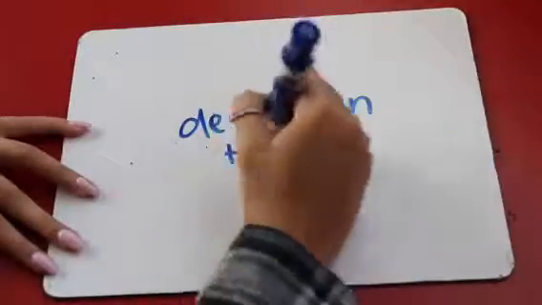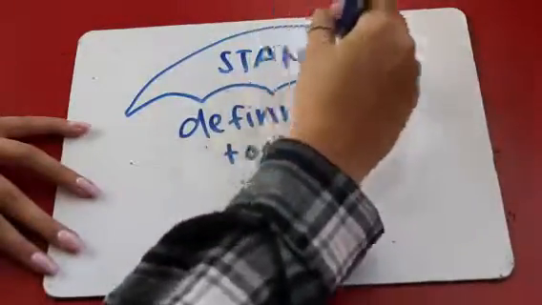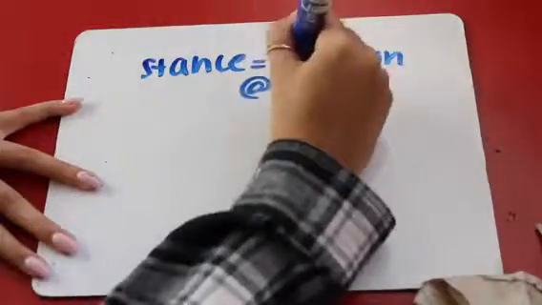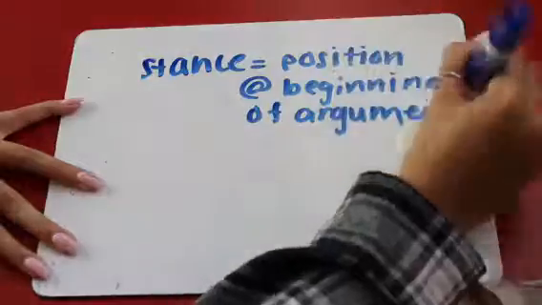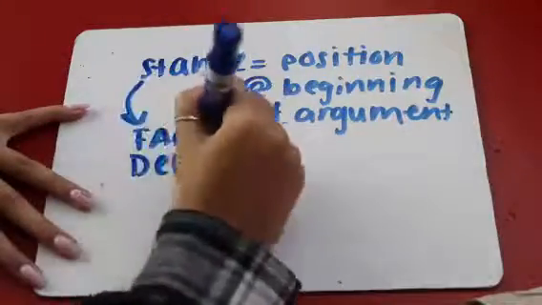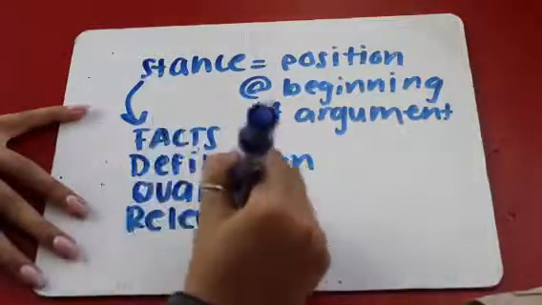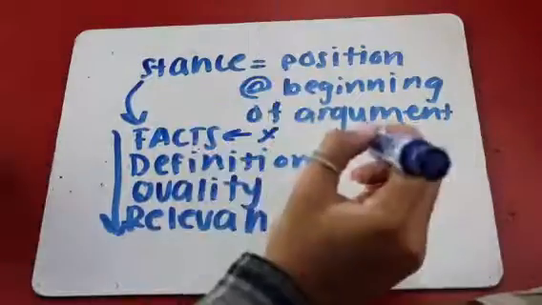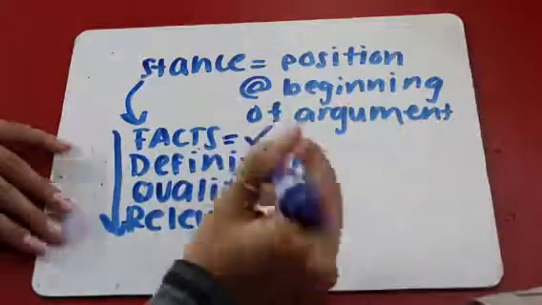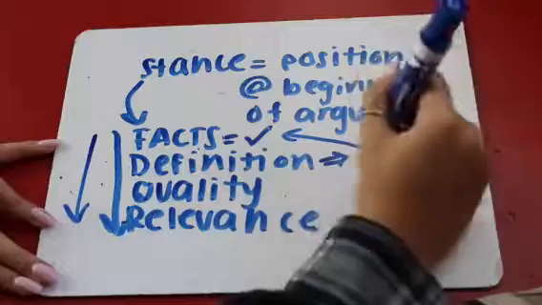When you use definition tools, you are using the strategy of stance, the position you take at the beginning of an argument. Stance ultimately comes down to facts, definition, quality, and relevance. Use these in descending order if the facts don't work for you. Facts work best, but always fall back on others until one works for you.